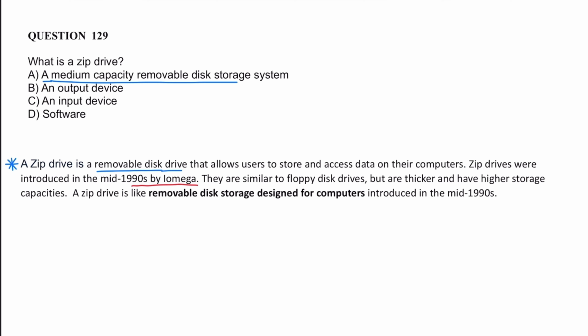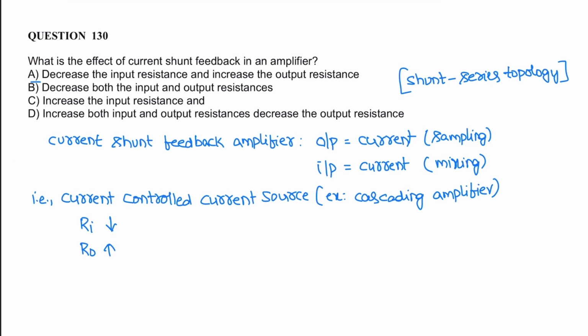Next question. What is the effect of current shunt feedback amplifier? In current shunt feedback amplifier, output is current, output sampling, input is also current, so that is shunt mixing. Hence it is shunt series topology. It is also called current controlled current source. Example is cascading amplifier. In this, input resistance decreases, output resistance gets increased. So correct option is A. Decrease in input resistance or increase in output resistance.